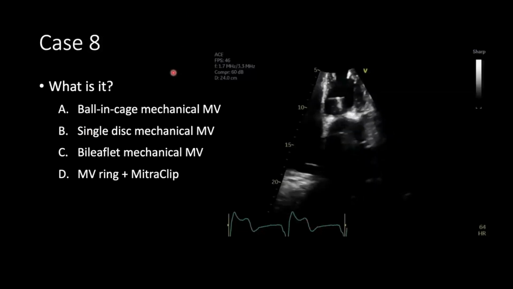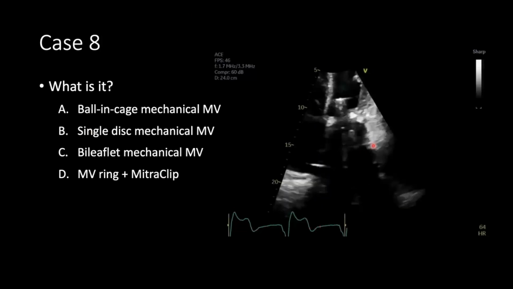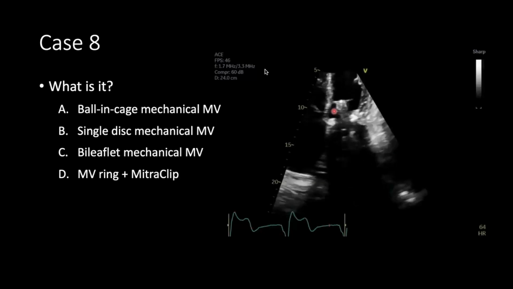In that case, is it a ball and cage type of mechanical valve? Is it a single disc mechanical valve? A bileaflet with a lot of shadowing and possibly two lines there that could indicate a bileaflet? Or could it actually be a mitral valve ring with a mitral clip in the middle, causing some artifact? Sorry, let me move my red pointer over here.